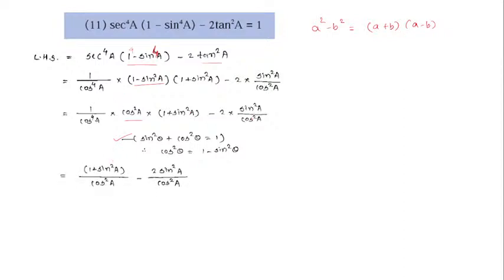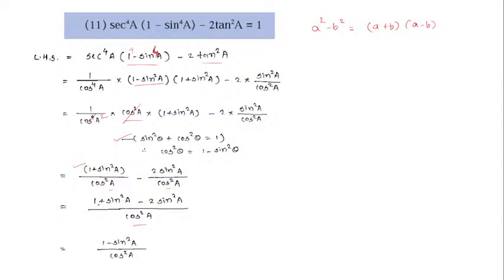So here cos square and in the denominator cos raised to 4a is there. So cos square from the denominator will get cancelled. So 1 plus sin square a in the numerator divided by cos square in the denominator minus 2 into sin square, that is 2 sin square a divided by cos square a. The denominators are same, so we can write it once, and in the numerator we have 1 plus sin square a minus 2 sin square a.